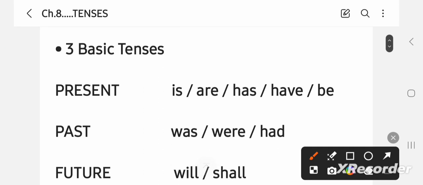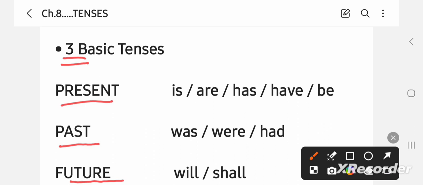बेसिकली there are 3 tenses. In all there are 3 basic tenses. एक होता है present, then comes past and then comes future. Present tense, what does it show us? That the action is being done now.